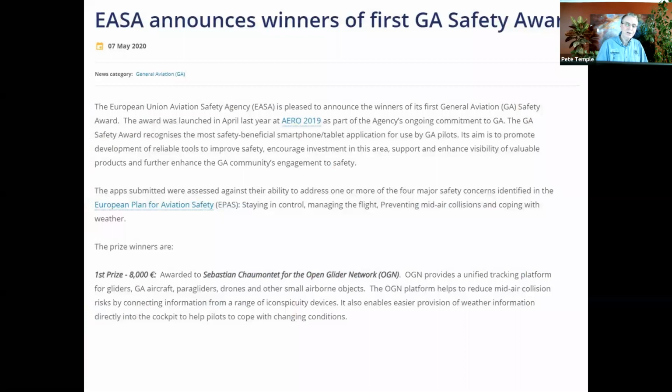Now, OGN is really a huge, well, FLARM, but also OGN, huge enhancement to safety, so much so that EASA, the European equivalent of CASA, gave the first GA Safety Award to OGN with a first prize of £8,000 back in May last year. So that really is an acknowledgement by broader aviation of this technology and what it can actually do for safety.